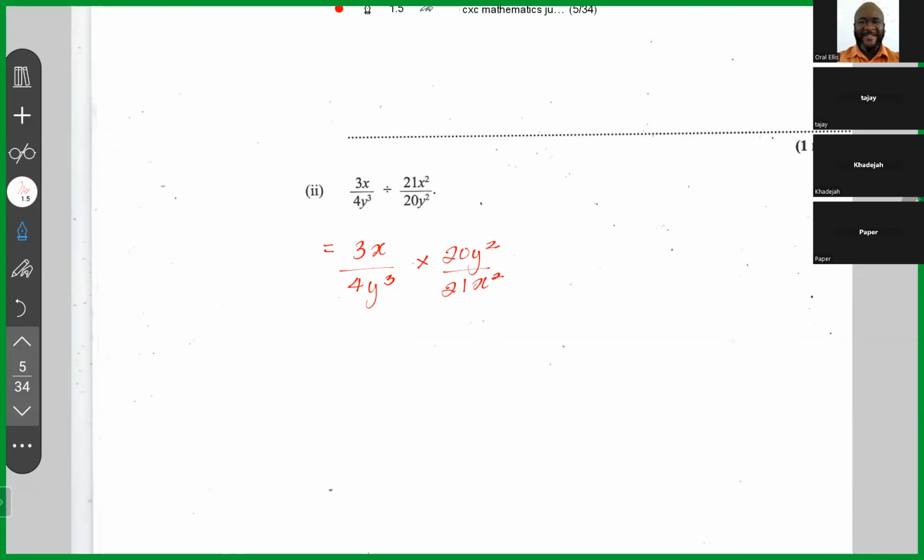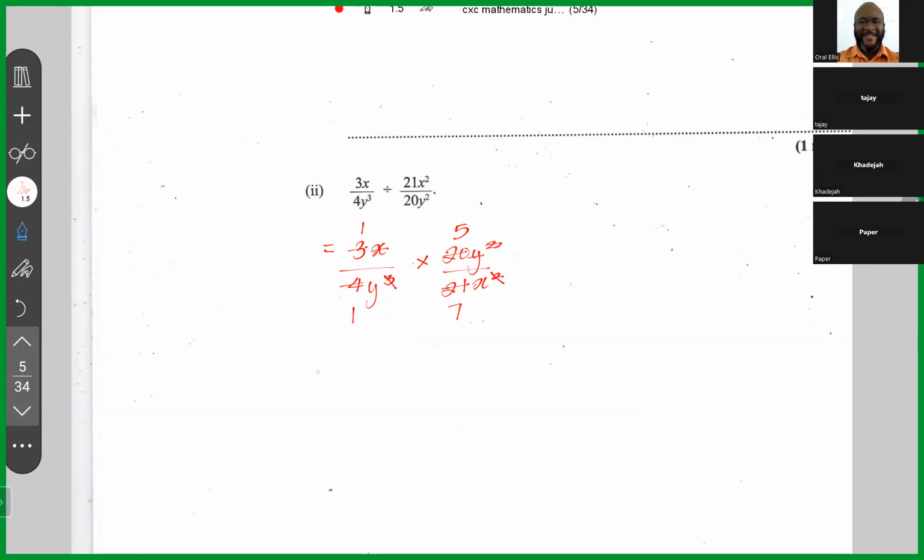So let's cancel. 3 into 3, 1. 3 into 21 is 7. 4 into 4, 1. 4 into 20 is 5. That's the numbers. Now x goes into x squared, x times. Y squared goes into y cubed, y times.